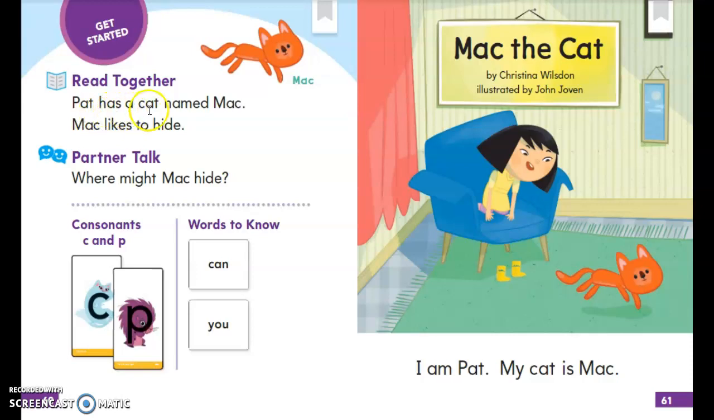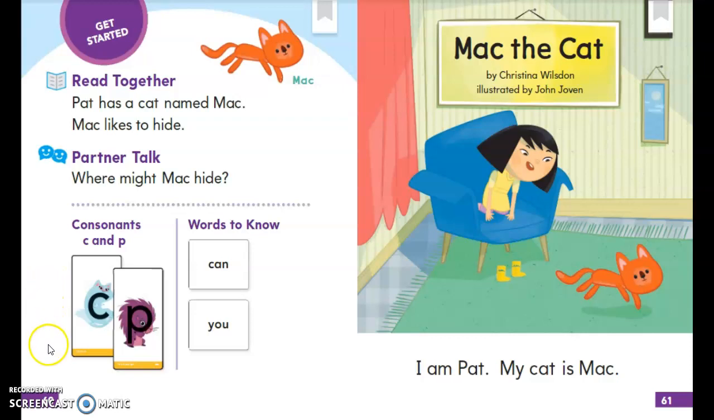Pat has a cat named Mac. Mac likes to hide. Do you see Mac on this page? Point to him for me. Yes, and here's his label, and it says Mac. I have a question for you, and I'd like for you to discuss this question with someone in your house or a stuffed animal friend. So my question is, where might Mac hide? Where might he hide? I guess we're going to find out in the story.